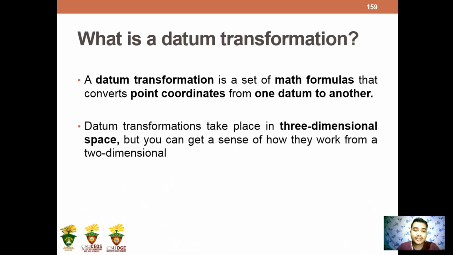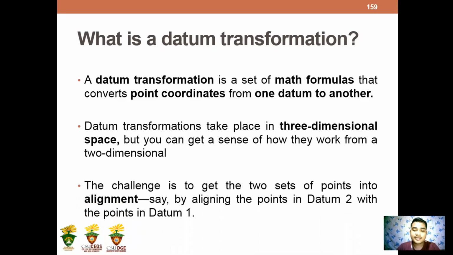Datum transformation takes place in three-dimensional space, but you can get a sense of how they work from a two-dimensional. The challenge is to get two sets of points into alignment, say by aligning the points in datum 2 with the points in datum 1. So mao ni siya ang more challenging no sa pag-transform sa datum, it's because we need to overlay them no nga dapat maparehas sila sa isa ka, like for example na isa ka space tapos atong i-overlay ang duha ka datum para ma-align nato ang mga points no.